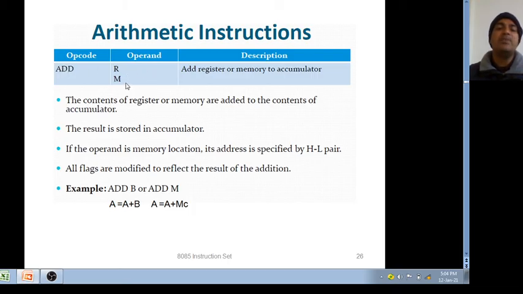Similarly, ADD M. It will add the contents of the memory location whose address is specified by the contents of the HL register pair with the accumulator, and it will store the result in A. For example, ADD B means A equals A plus B. ADD M, what is the significance of this? It means A equals A plus the contents of M.